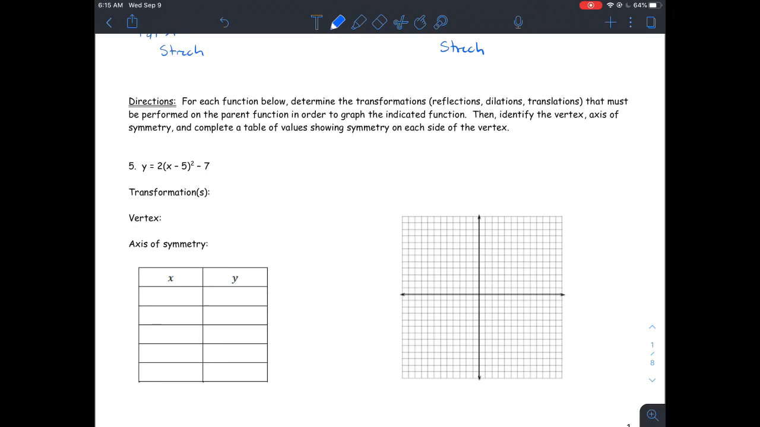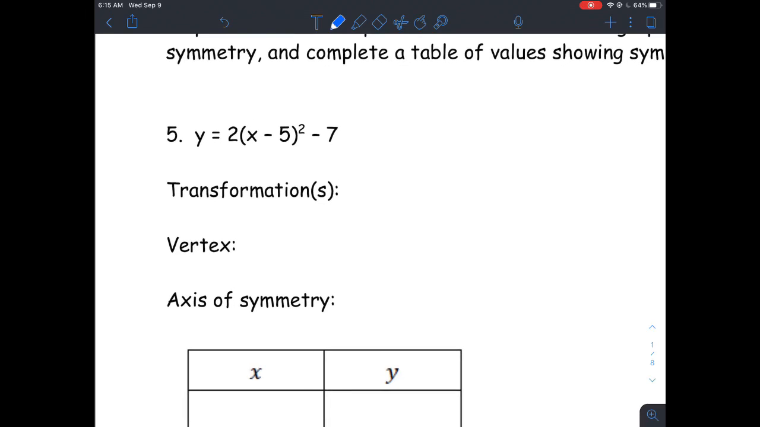Okay, next it says, for each function below, determine the transformation, reflections, dilations, translations that must be performed on the parent function in order to graph the indicated function. Then identify the vertex, axis of symmetry, and complete a table. Okay, so first let's talk about the transformations. All right, so basically when you're talking about transformations, you're going to look at this guy, you're going to look at this guy, and you're going to look at this guy.